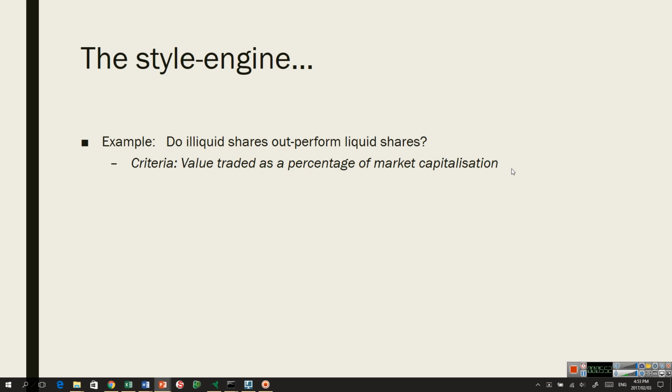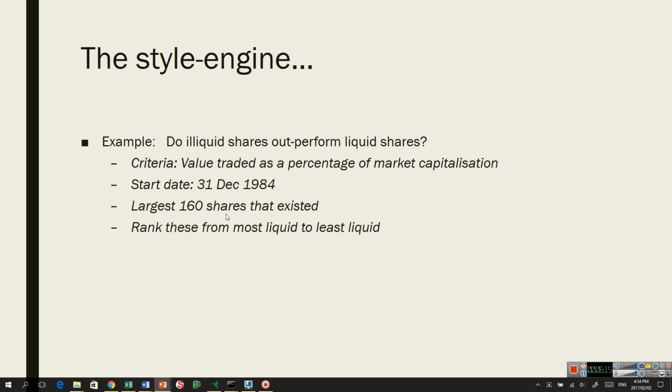So we're going to calculate that metric every quarter for every company listed on the JSE going back to 1985. So our start date will in effect be the 31st of January 1984. We're going to find what were then the 160 largest companies that existed, and we'll include them in our sample. We then rank these from the most liquid to the least liquid. We put these into quintile portfolios, in other words, 5 portfolios, each with 32 shares in them, and the shares are going to have an equal weighting in terms of value in the portfolio.